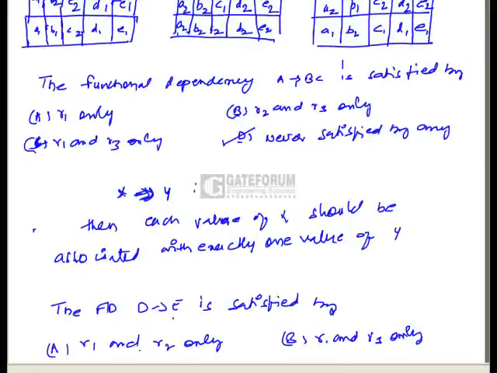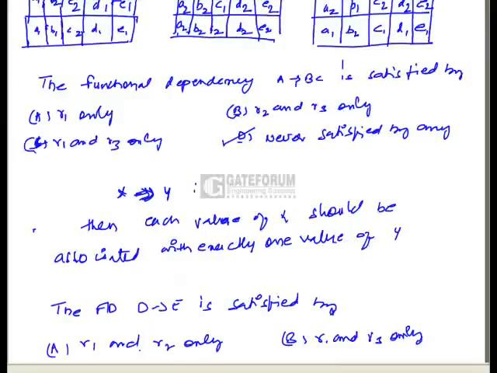So let us check with R1. If we see the first row, D1 is associated with E1. Wherever the value of D is D1, the corresponding value of E should be E1. And if we observe the three rows, D1 is associated with E1. Hence, R1 satisfies the functional dependency D gives E.